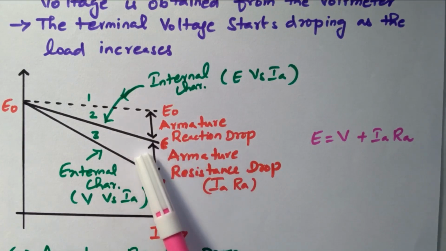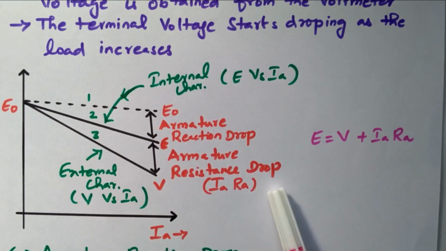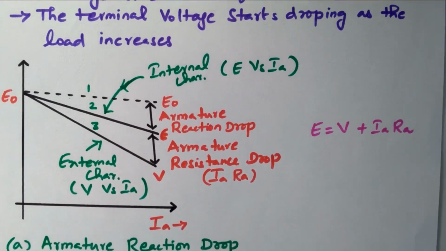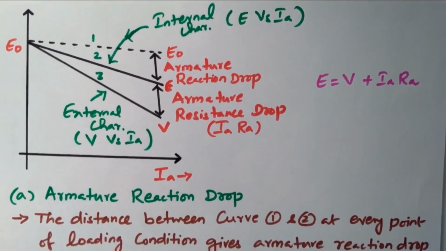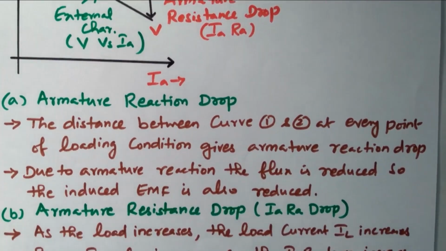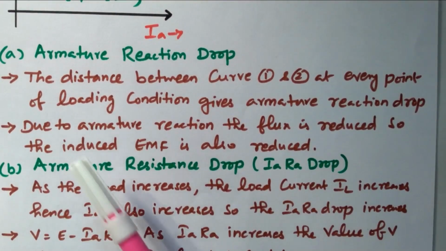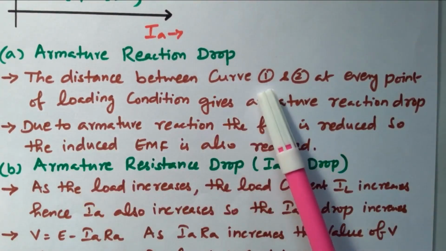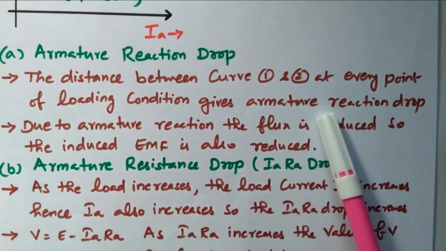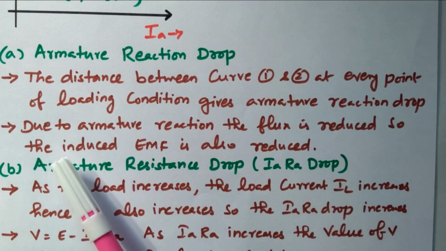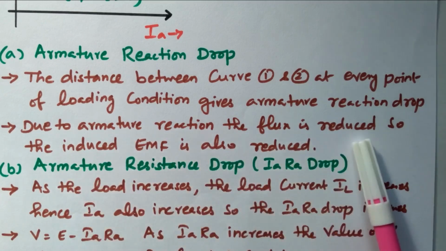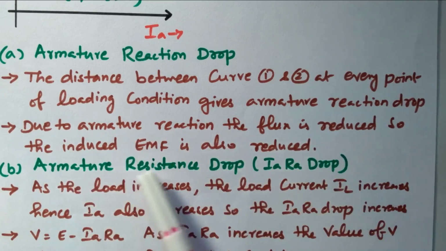Thereafter, again the voltage reduces due to the armature resistance drop. So that is called the external characteristics. Now we'll see what is meant by armature reaction drop and armature resistance drop. The distance between curve 1 and 2 at every point of loading condition gives the armature reaction drop. Due to the armature reaction, the flux is reduced, so the induced EMF also reduces.